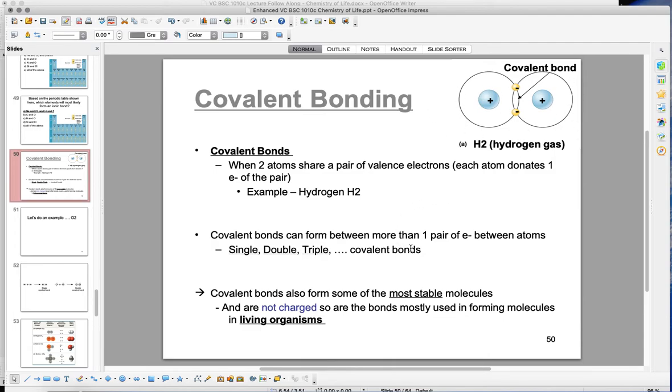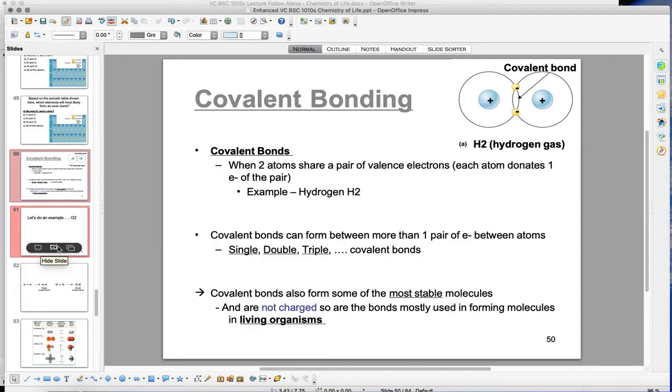And covalent bonds can be between more than one pair of electrons. So you can have single covalent bonds, double covalent bonds, and even triple covalent bonds. And these are going to be much more stable, and the bonds that you will see come together to form the bonds in living cells because they're super strong and they're not able to be easily dissolved in water. And we are mostly all water, so this is a really important concept.